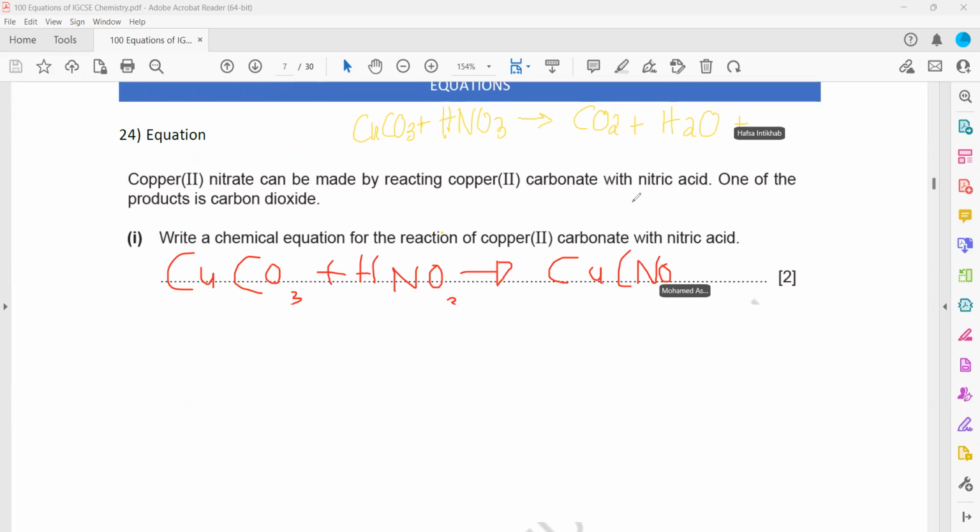Is screen annotation not working for you? Just let me check. Is it working now? The screen annotation.